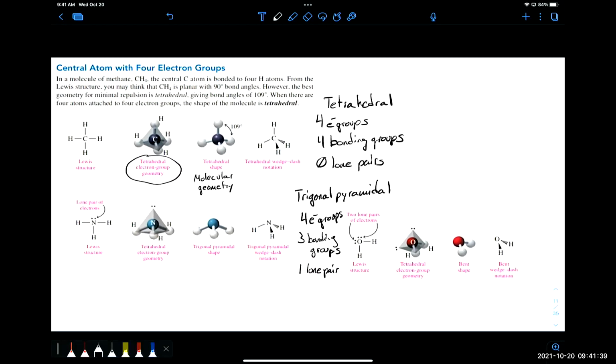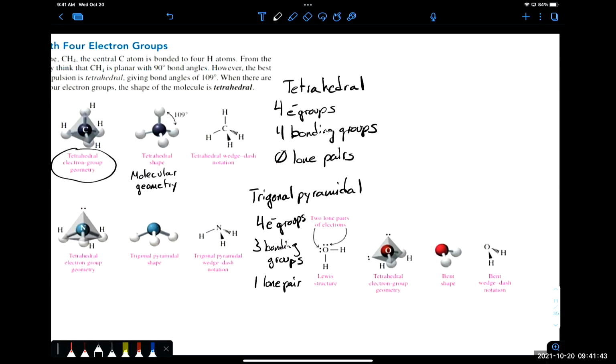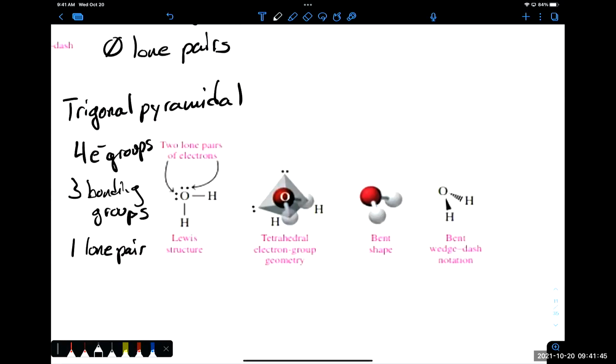And then as we add more electron groups, we can add more different shapes. So this is a slightly different bent shape. It's still just called bent, but it's the bent that you get when you have, again, 4 electron groups.